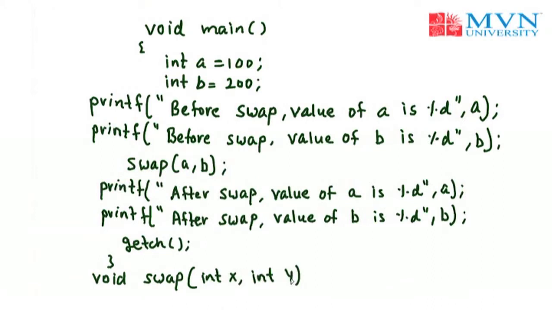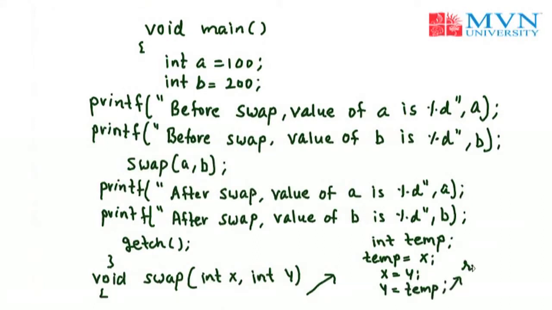These variables x and y are known as the formal parameters of the function. Opening braces, take one variable temp, temp = x, x = y and y = temp, and then the return statement, closing braces. So here this is a program of swapping of two numbers where we are using the call by value method.